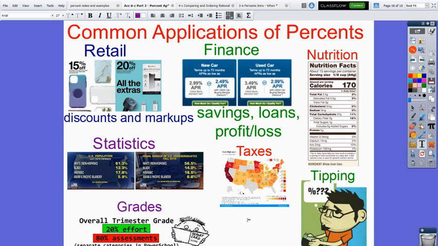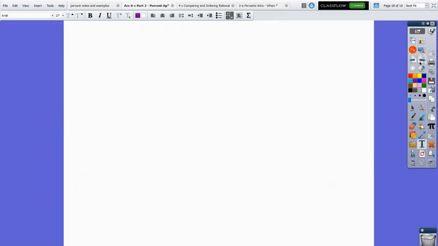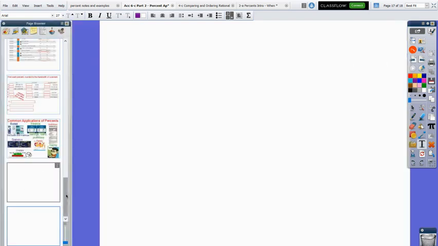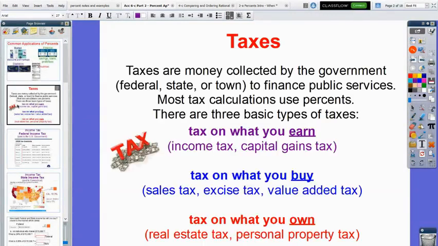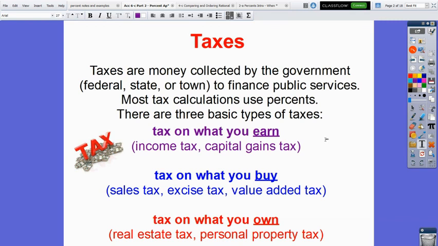And then today we're going to concentrate on three things: taxes, tipping, and grade calculations. Three pretty common uses of percents. Okay, so first we're going to start with taxes. Okay, so I was on the last page instead of the first page. That's better. Okay, taxes. So taxes are money that the government collects.